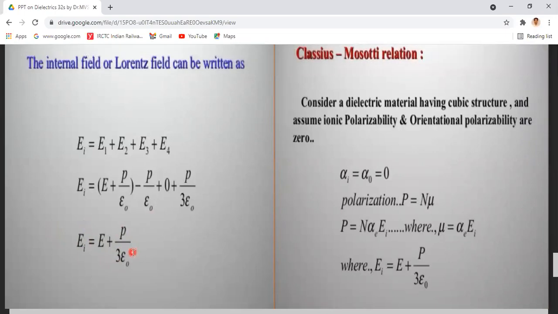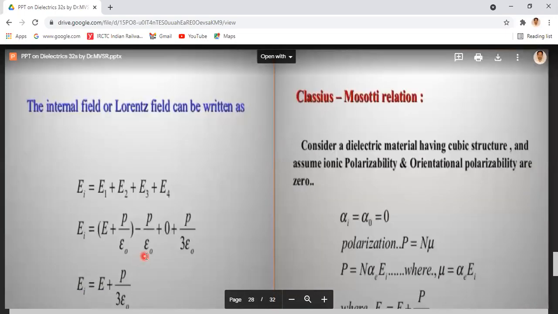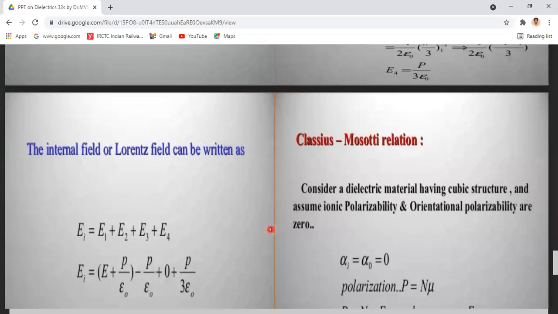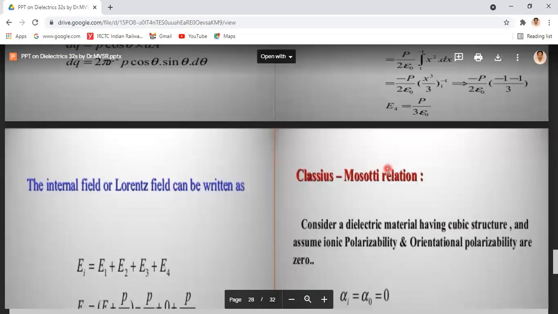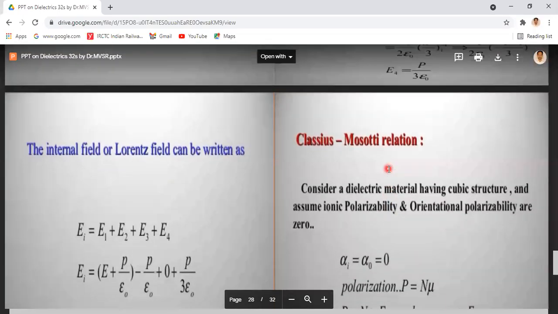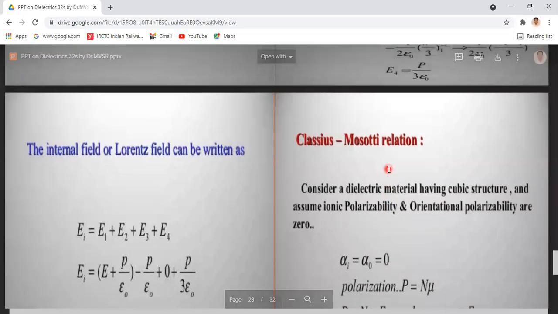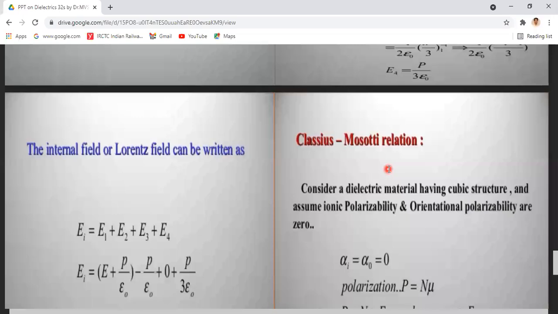Because this expression is very important, it will be used in the Clausius-Mossotti relation also. Now coming to the next one, the Clausius-Mossotti relation. This is a very important concept. Both internal field and Clausius-Mossotti relation are very important essay questions. This is also a very simple derivation.